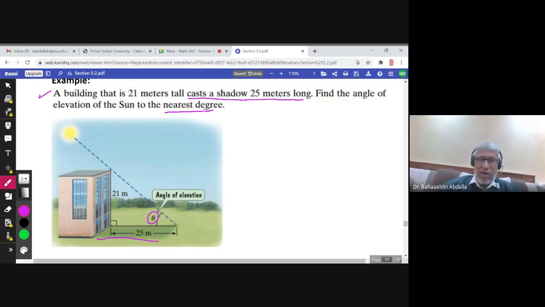Once again, I have a right triangle, I have theta, and I have the opposite side and the adjacent side. So tan theta deals with opposite and adjacent. So it would be 21 over 25. Now I need to find theta. We learned how to find theta. We use tan inverse of 21 over 25.